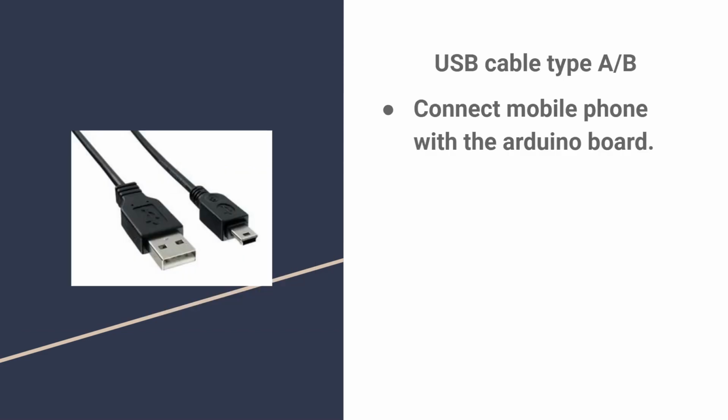And the last product that we use is the USB cable type A or B. This cable we use to connect the mobile phone with the Arduino board. This is used to send the data to the Arduino board. We send the status of the user to the Arduino board.